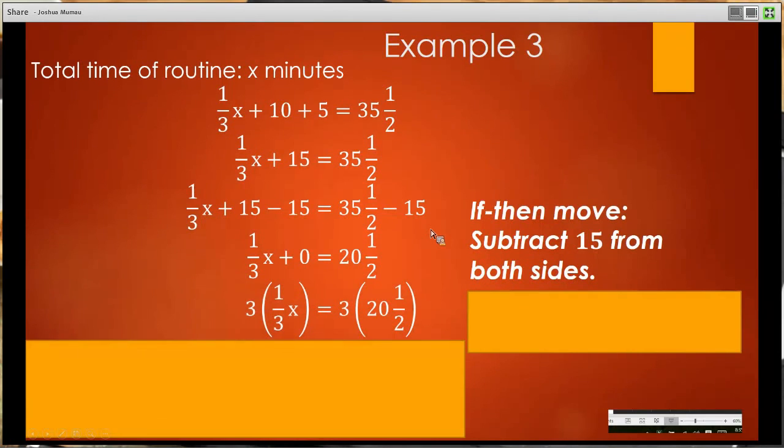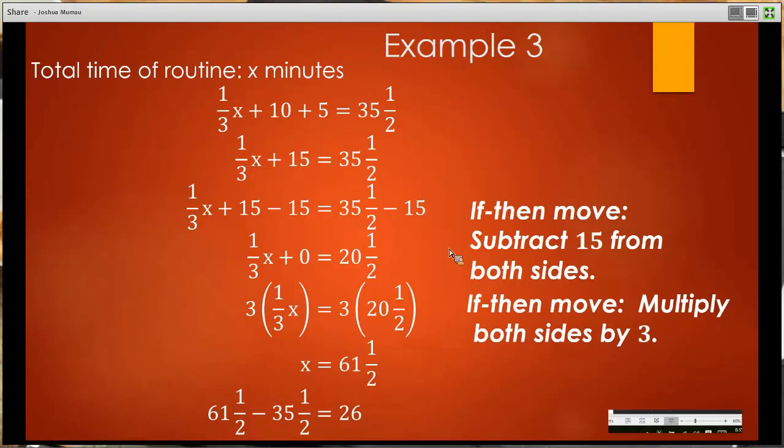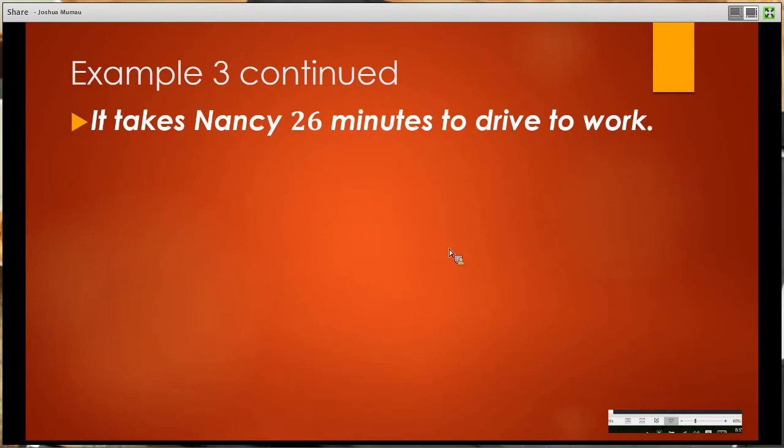Then we need to get rid of this 1/3. So we multiply both sides by 3, or we can divide both sides by 1/3. So we multiply both sides by 3, and we find that x equals 61.5. So 61.5 minus 35.5 equals 26. So it takes Nancy 26 minutes to drive to work.